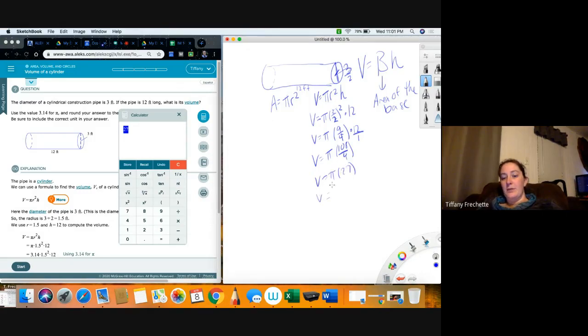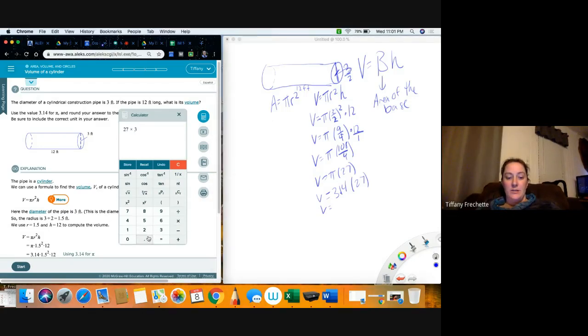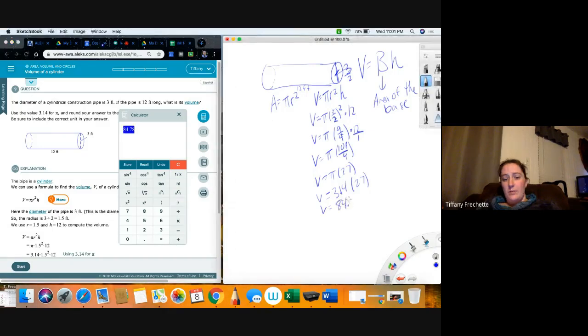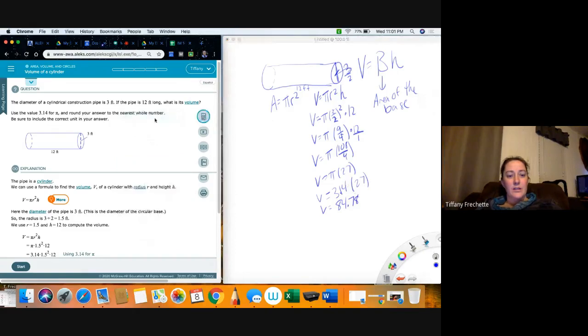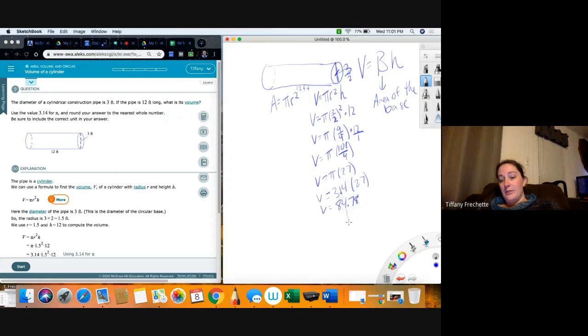The last step is just to multiply by pi. Now remember, they asked us to use 3.14. I've been writing pi just so that I didn't have to write 3.14 over and over again. But we do want to multiply by 3.14 when we put it in the calculator here. Times 3.14 equals 84.78. They wanted us to round to the nearest, what did they say? The nearest whole number. If we want to round to the nearest whole number, which is this 4 here, we need to look at the 7.